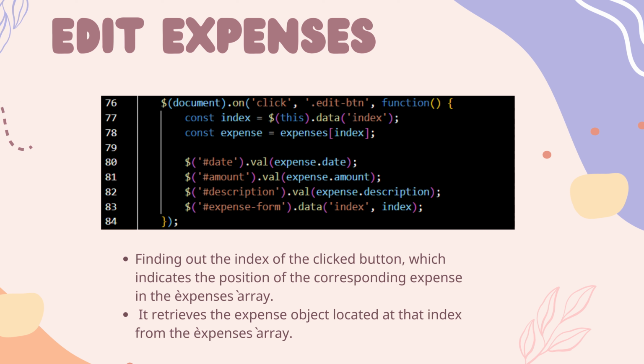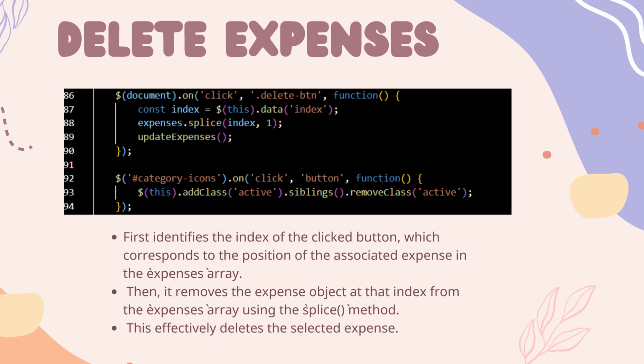These are for the edit button. When the user clicks one of these buttons, the function defined here is triggered. It begins by finding out the index of the clicked button, which indicates the position of the corresponding expense in the expenses array. Then it retrieves the expense object located at that index from the expenses array. Following that, it fills the form fields such as date, amount, and description with the details of the selected expense, allowing the user to see and modify them. Lastly, it attaches the index value to the expenses form element, ensuring that when the form is submitted, it knows whether the user is adding a new expense or updating an existing one based on the stored index value.